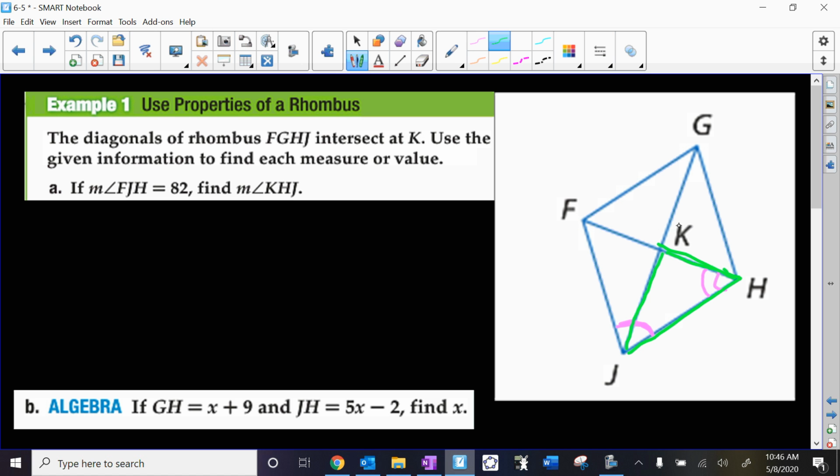So instead of using 82, I'm going to cut that in half. That way I know that I'm dealing with this angle right here being 41 degrees. I can now take and know that all 3 angles in a triangle add up to 180. So I'm going to take 180 minus 90 minus 41, and that would get us 49 degrees for angle KHJ.